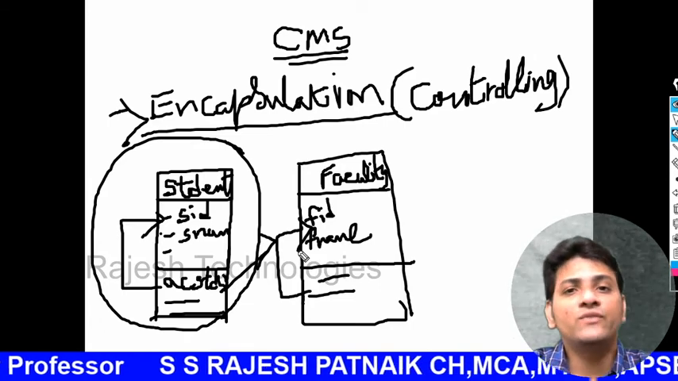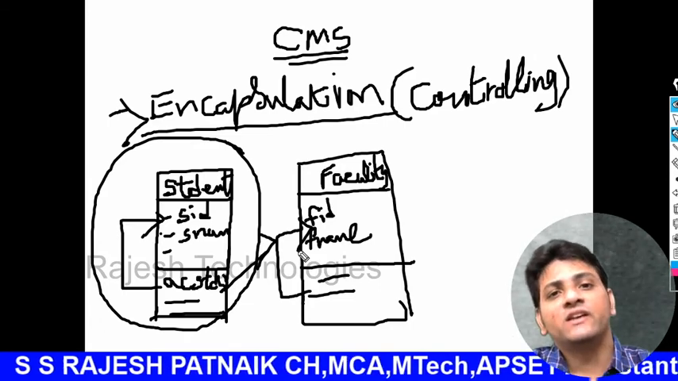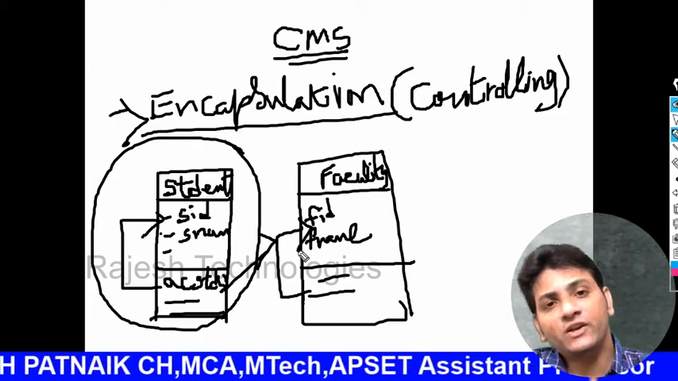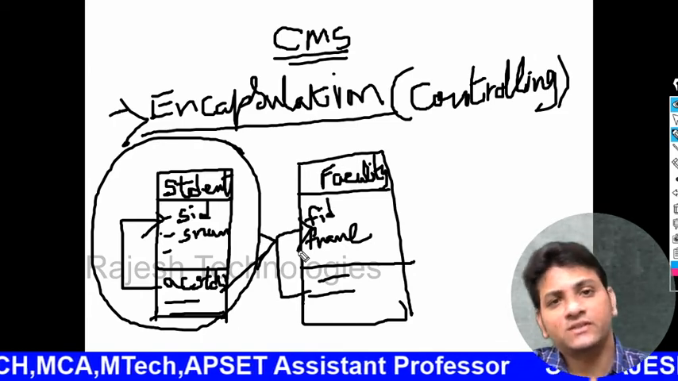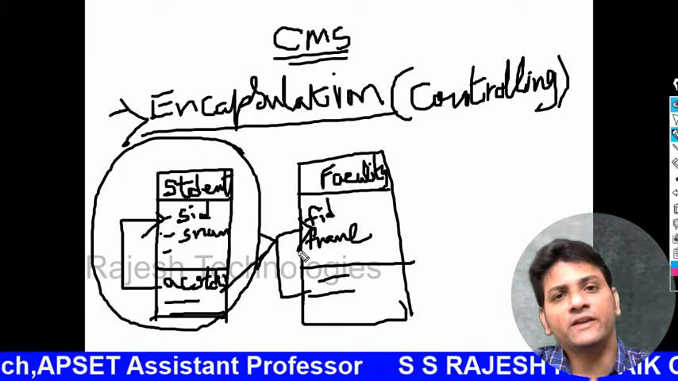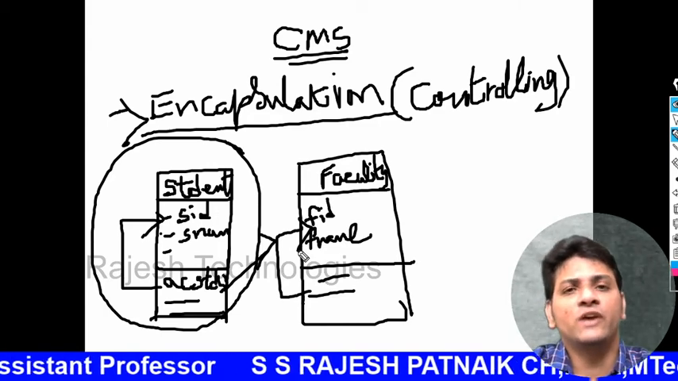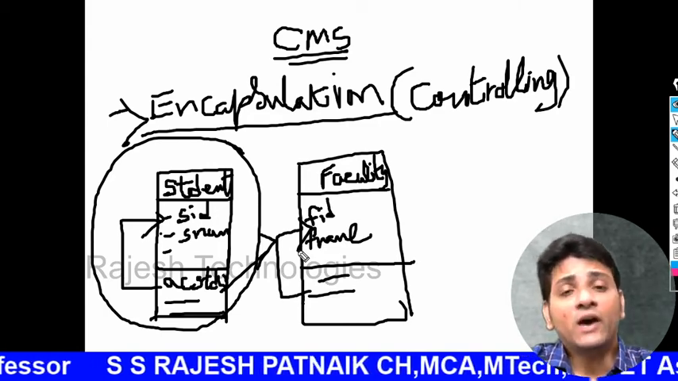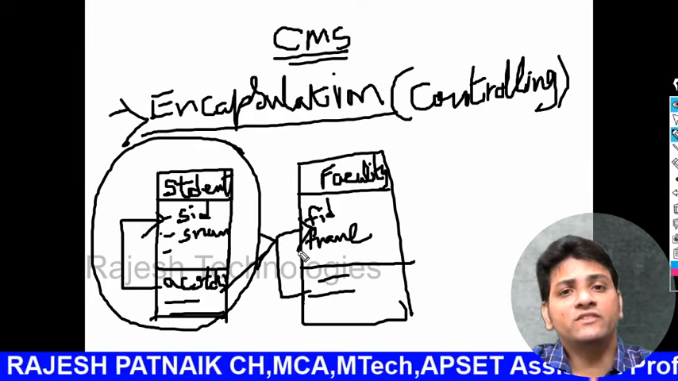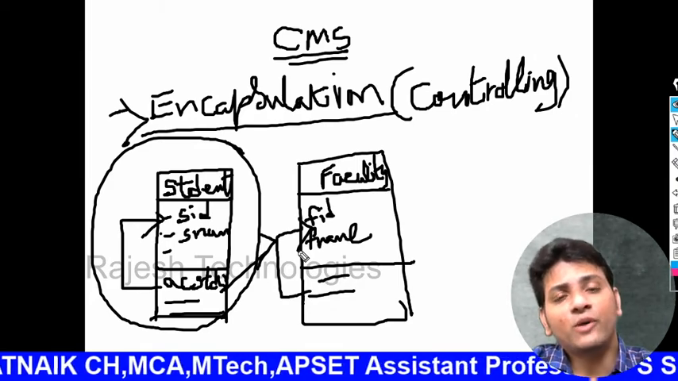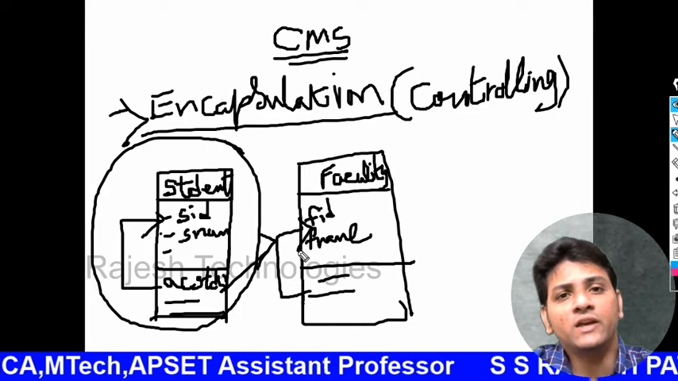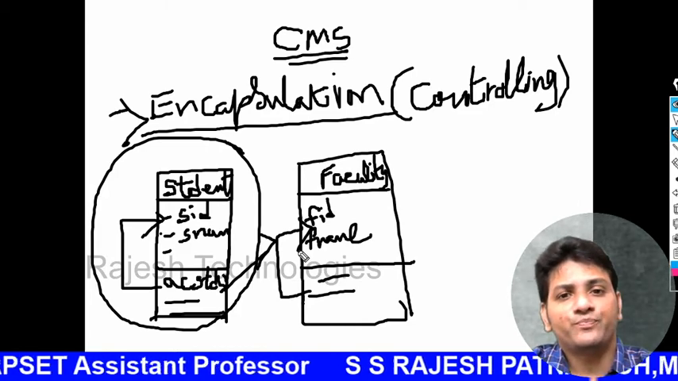That controlling of data is not there in the C language. That's why we come to Java, or Python or .NET. In .NET we have C#. We have different languages which support object oriented programming approaches.